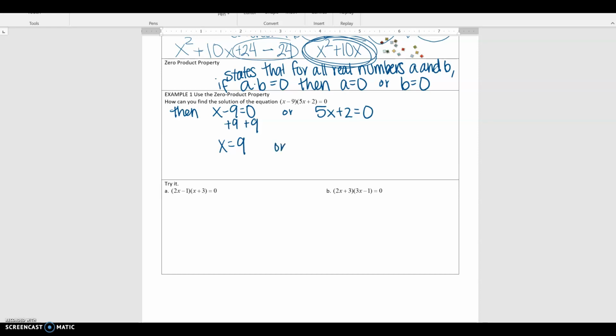Or 5x plus 2 equals 0. So subtract 2 on both sides. 5x equals negative 2. Divide by 5. x equals negative 2/5. So our answer is x equals 9 or x equals negative 2/5. A lot quicker than graphing. Go ahead and give the next two a try.